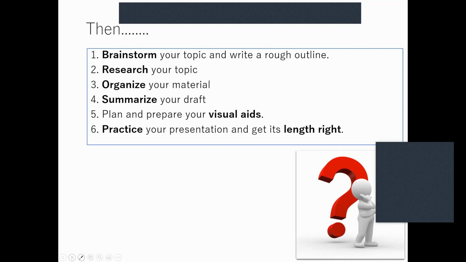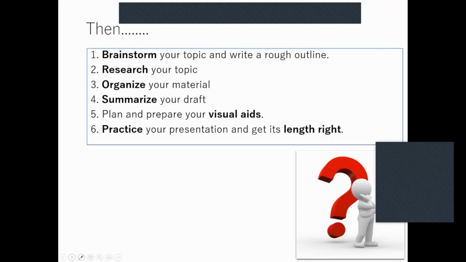Number two, research your topic. You have to search about your topic from the internet, from Google, from the library, from books, from magazines. This is important. Number three, organize your material. After researching a lot of things, try to organize them: which one is first, which one is second, which one is third. Make some logic, some storytelling of your presentation.